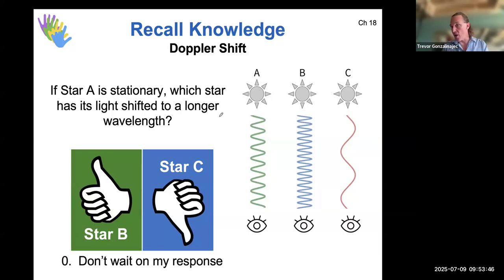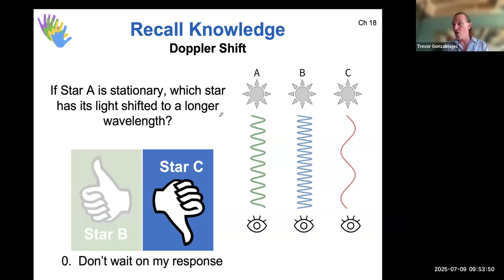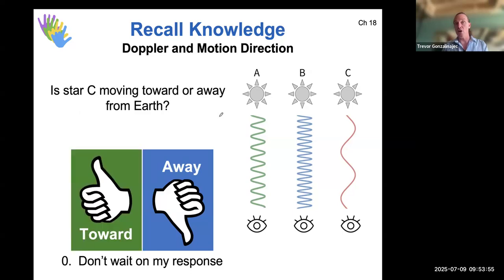Well, if you look at it, it's obvious, right? It's the one that literally is more stretched out, right? So star C shifted to a longer wavelength. Okay, so is star C moving towards or away from Earth? Star C, we know it's the one shifted to longer wavelengths. So does that mean it's moving towards or away?